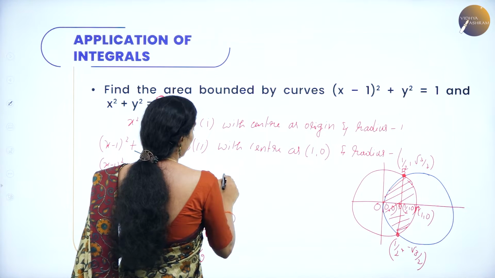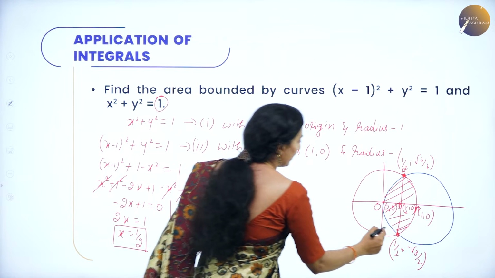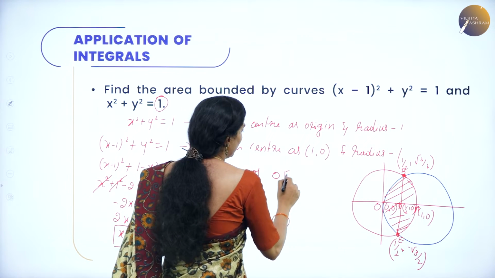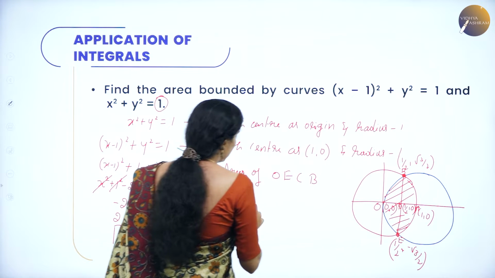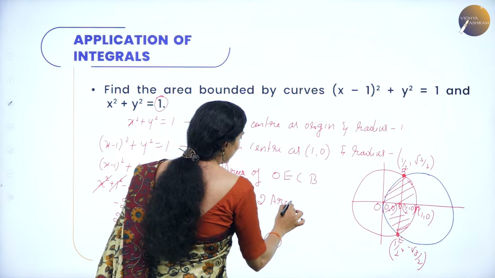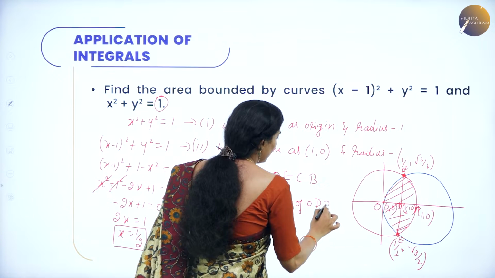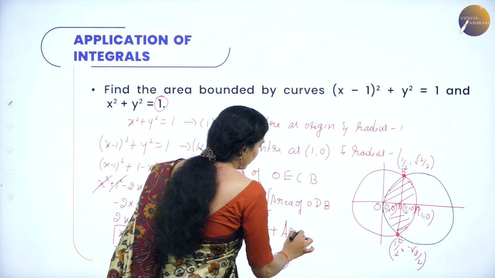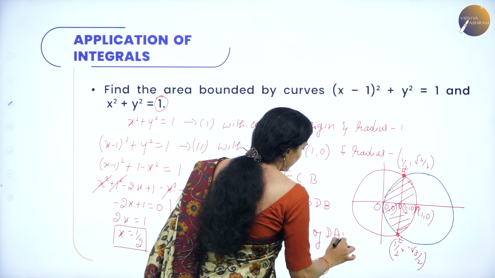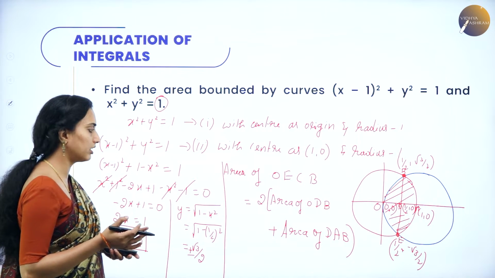Therefore, area of, if I am going to take this one as E, OECB is nothing but 2 times area of ODB plus area of DAB. Got? So first let us find out the ODB area, which is the second circle area.